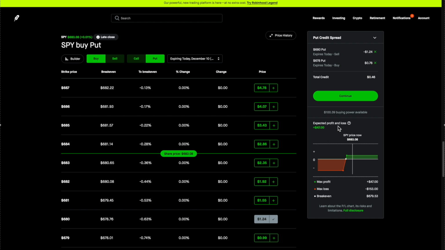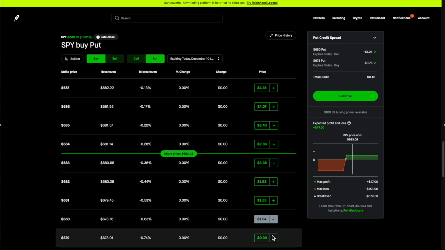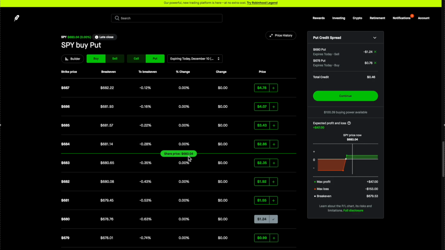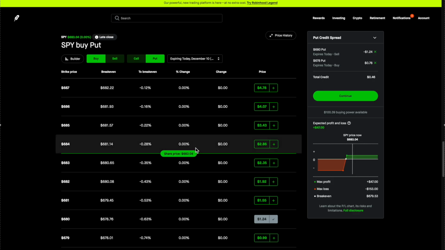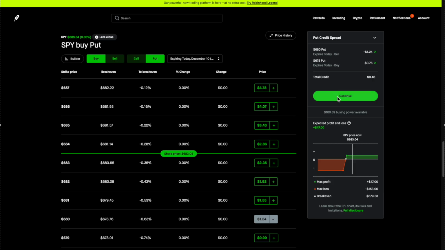Expected profit and loss. The most you can make is the credit we received. The most you can lose is $153. The reason it's high is this is such a high percentage trade. On average, it's about an 80% win rate. It's because we're picking so far beneath the at-the-money price. And that's how you would set up a put credit spread. You would just hit continue, and then you would know what your profit and defined risk would be.